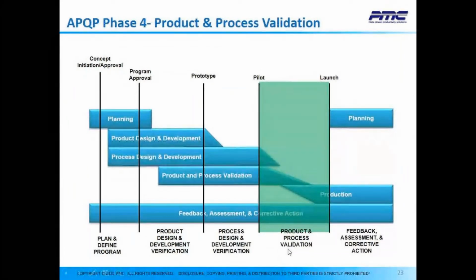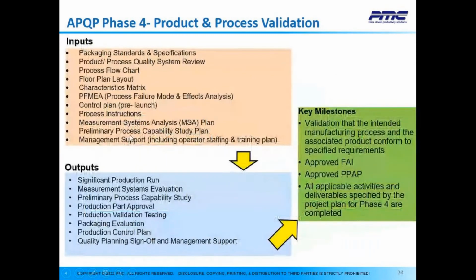Phase 4, product and process validation. It's in this phase that we design and develop the product and the process. Now we're going to be actually validating that the product and the process are working together. So for that, using the output from phase 3, the expected outputs in this phase are a significant production run. So we're going to have to run the production to validate our product and the process.